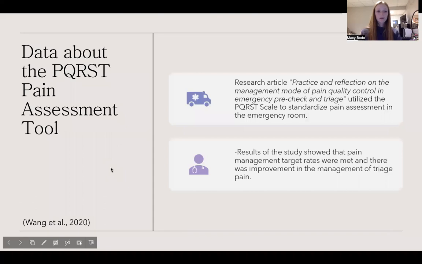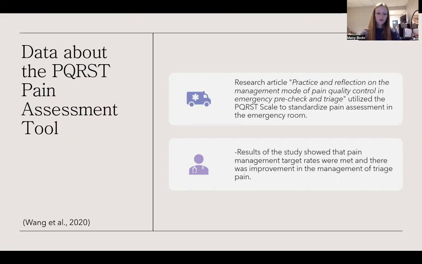So some data about this pain assessment tool. In a research article titled Practice and Reflection on the Management Mode of Pain Quality Control and Emergency Pre-Check and Triage, the PQRST tool was utilized to standardize the assessment of pain and triage in the emergency room. When they utilized this tool, the results of the pain tool were used to then help determine their level of triage and type of care to be utilized for that patient. The results of this study showed that with the utilization of this pain tool, pain management target rates were met and there was an improvement in the management of triage pain.